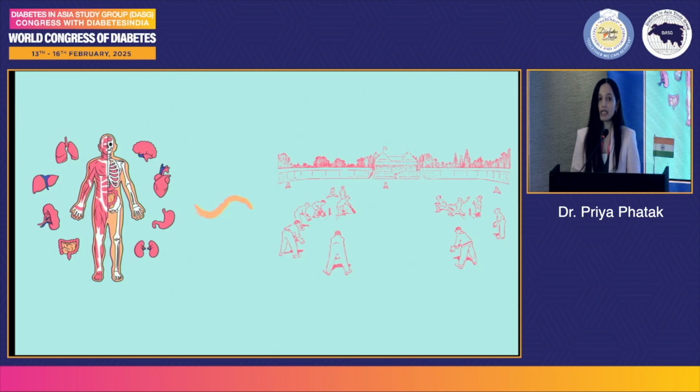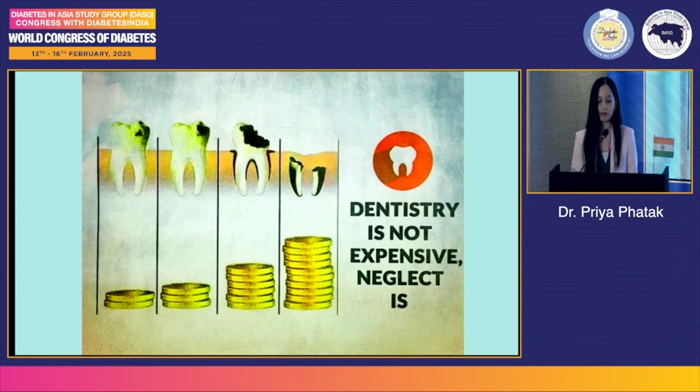Think of your body like a cricket team where all the organs are working together for us to win the game. If the batsmen and the bowlers are playing well, but if the fielders are letting balls slip by, we might end up losing the game. Similarly, if we ignore periodontitis, we might risk losing the diabetes game.